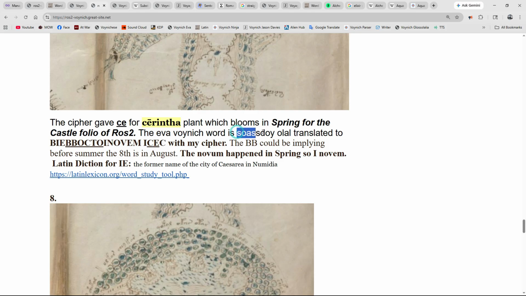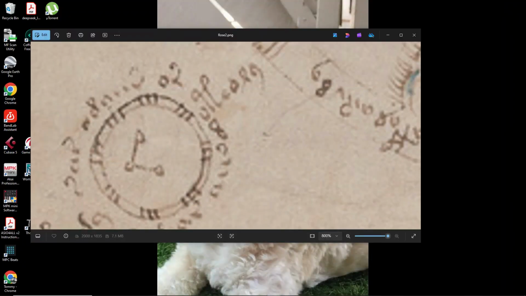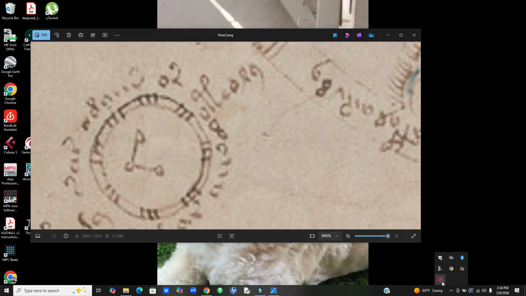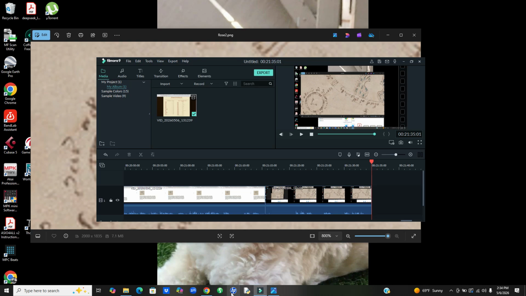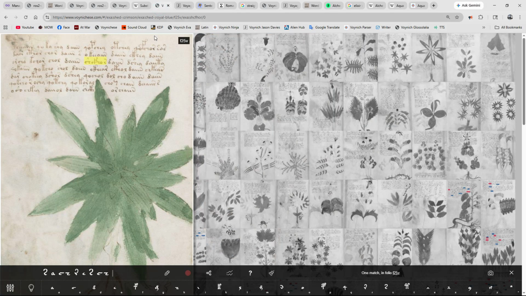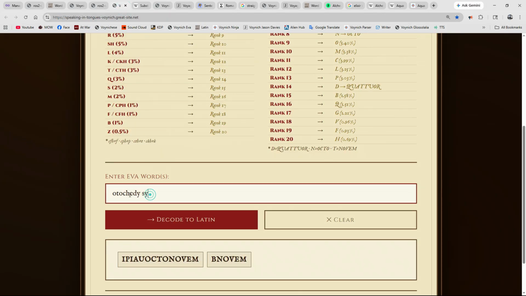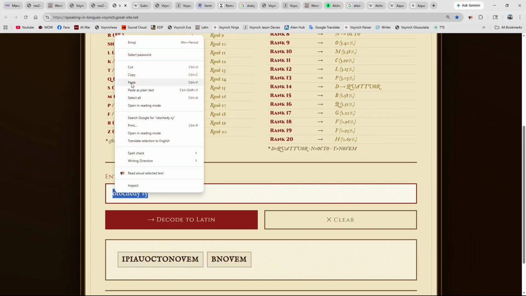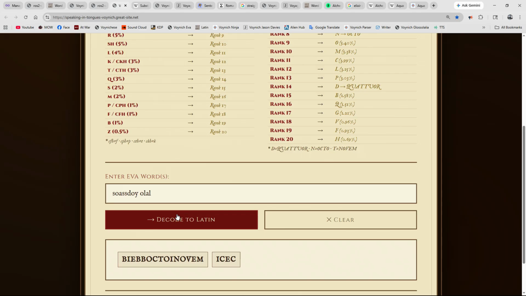And this is the Eva representation of the Voynich word. So we'll go to the cipher, put it in, paste, and we get CE.